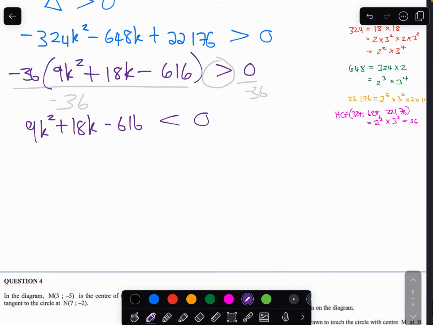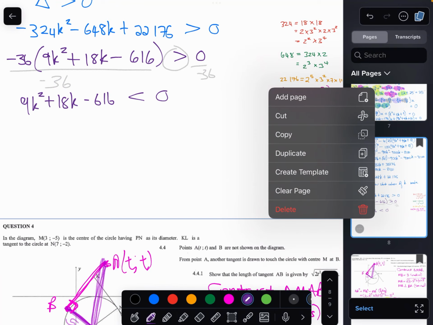Yo man, where's the paper manager? Where's the paper manager? The page manager.